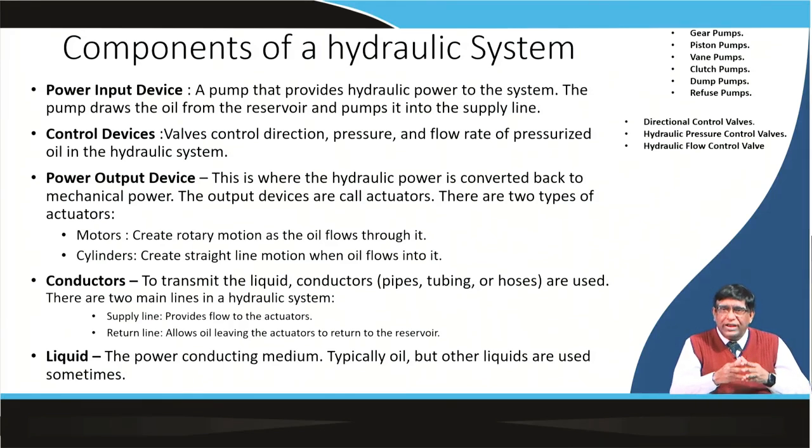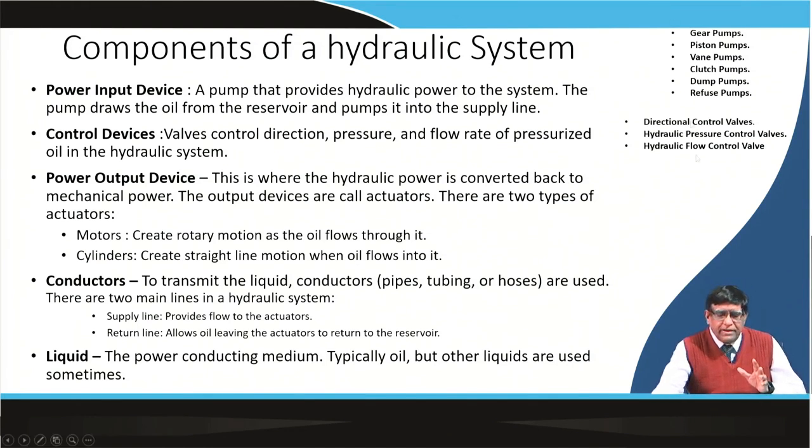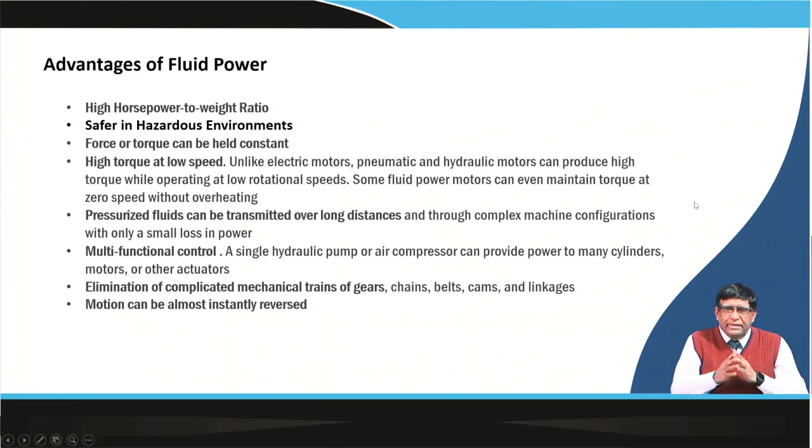And then the main thing is the liquid which will be working. This could be oil, water or air, and sometimes we have systems in which nitrogen or other inert gases are used. So these are the basic components of a hydraulic system. Now, a question comes: why do we go for a hydraulic system?